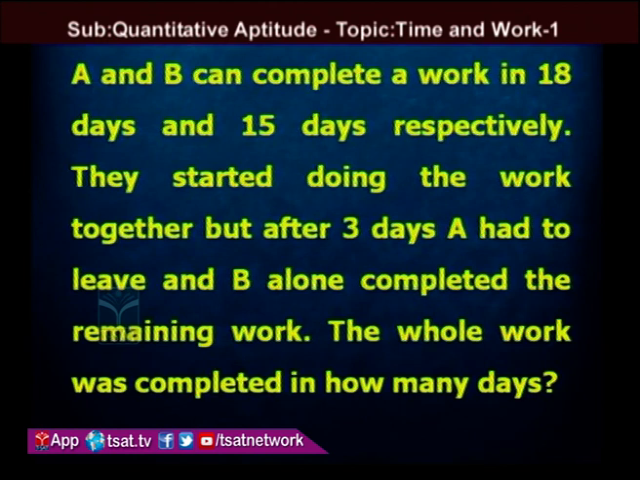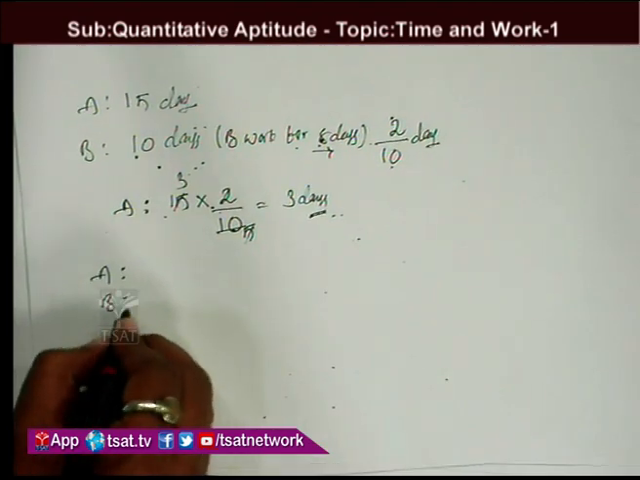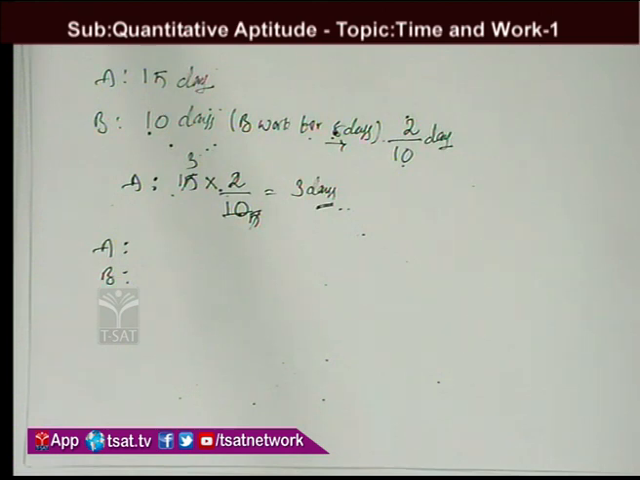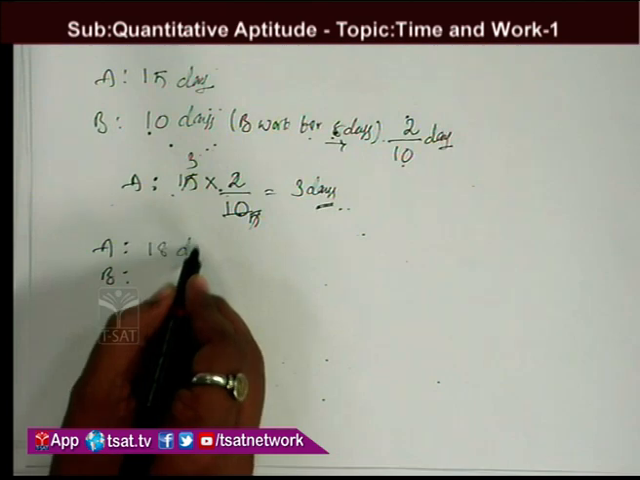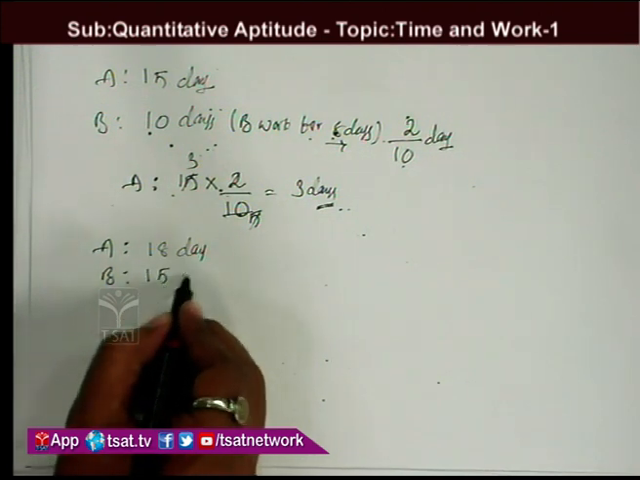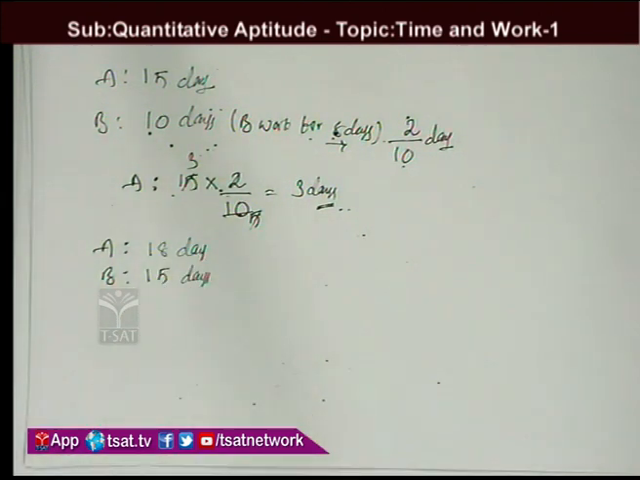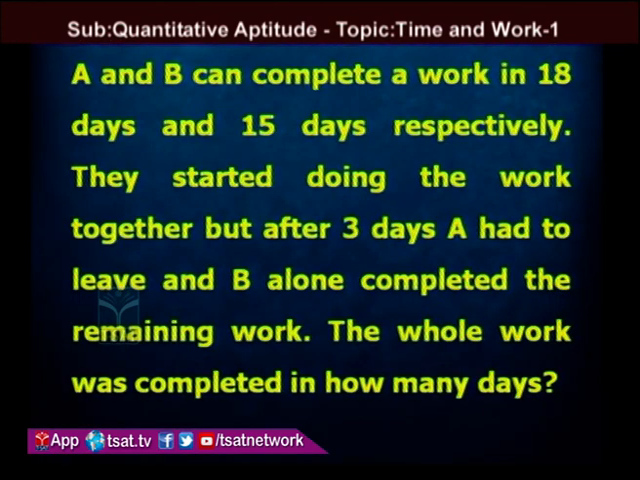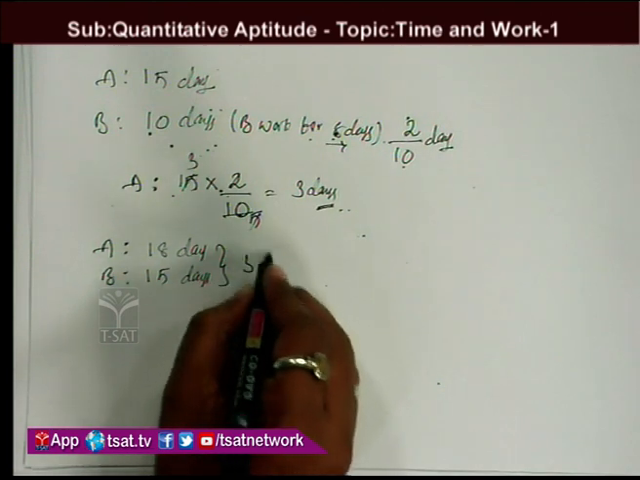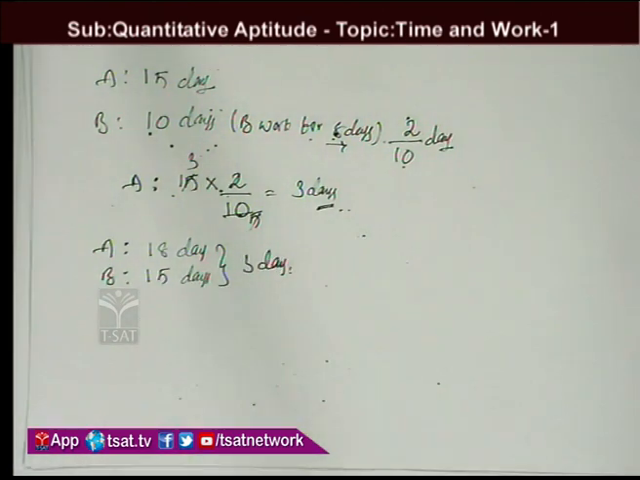A and B can complete a work in 18 days and 15 days respectively. The statement states A and B can complete the work in 18 and 15 days, that means A completes the work in 18 days, B completes the work in 15 days. The second statement is they started doing the work together. That means both A and B are working together. After 3 days, that means 3 days both are working.